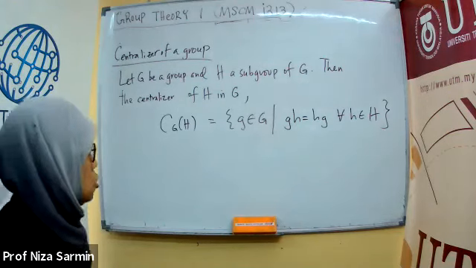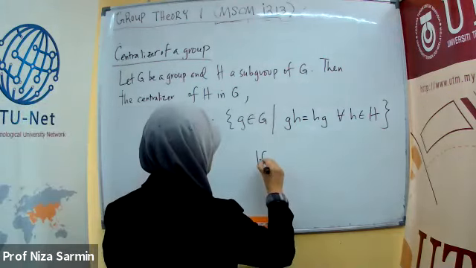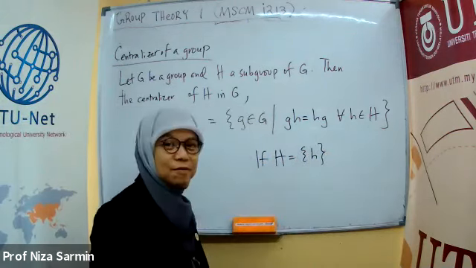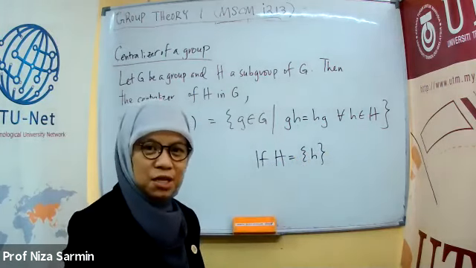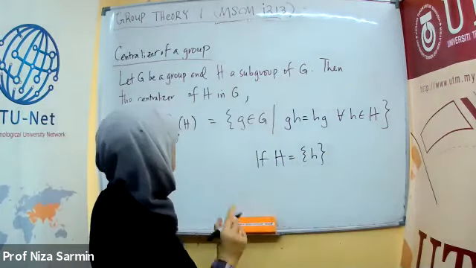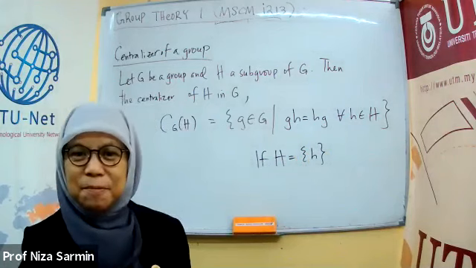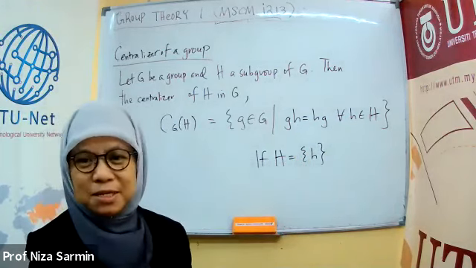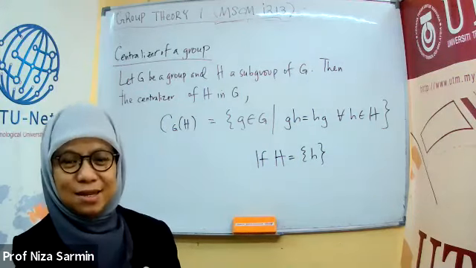Okay. So you see, if H is just one element, right? If H is just one element, the normalizer and the centralizer is the same. Because you multiply by the element or you multiply by the set is the element. It's just only that one.